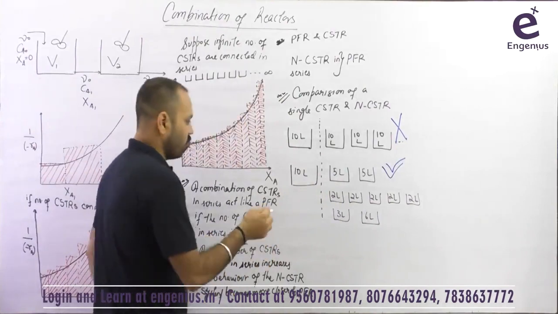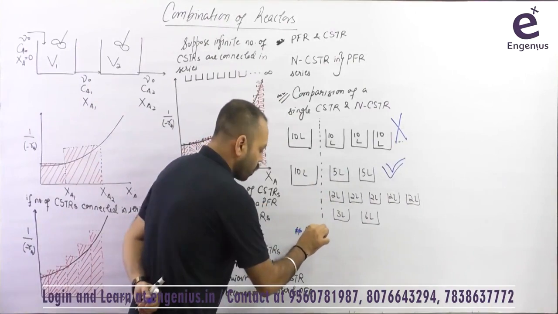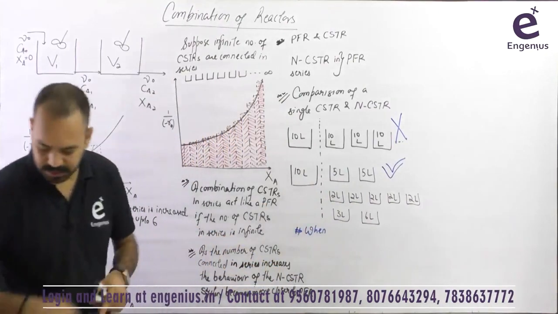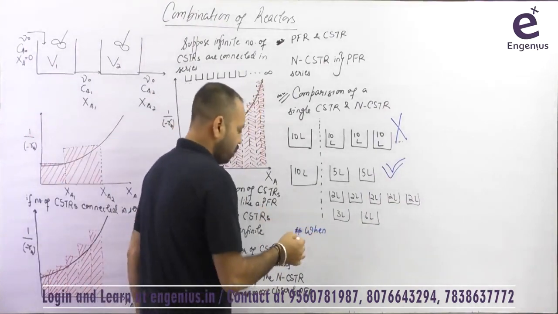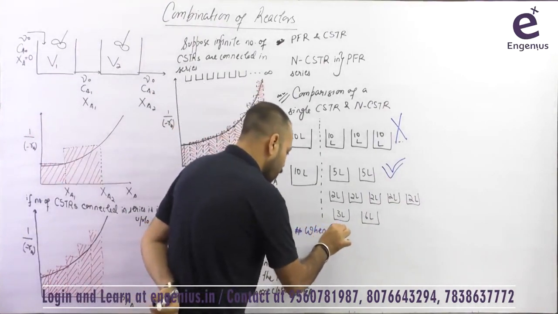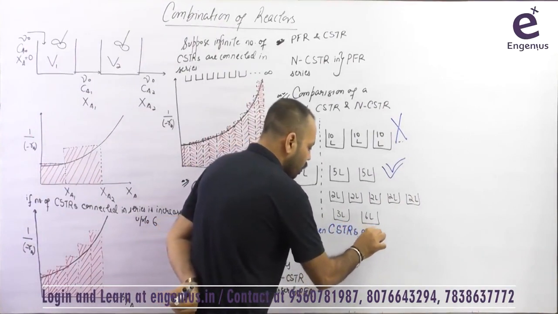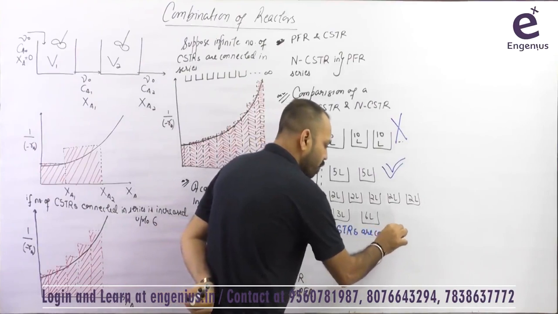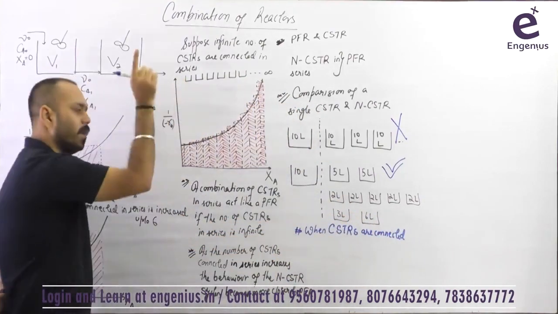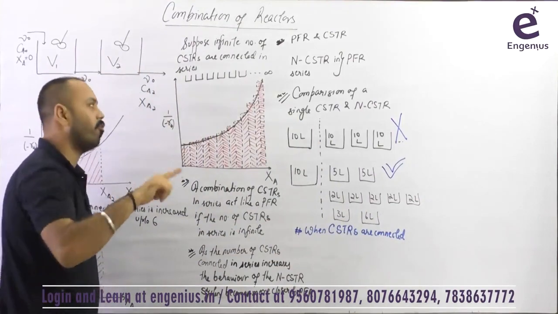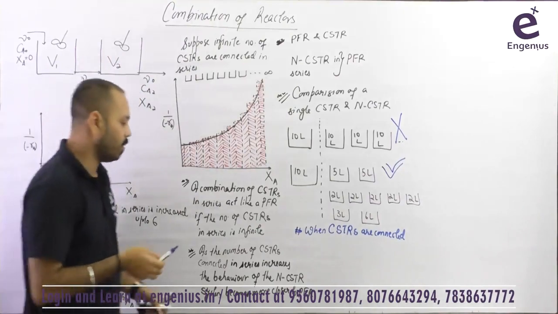And let me write this point also. When CSTRs are connected in series, I'm not saying they become PFR, they are more closer to PFR, क्योंकि PFR तो केवल इसी केस में बनेंगे. ये बात बहुत क्लियर होनी चाहिए. इनफाइनाइट वॉल्यूम, इनफाइनाइट नंबर ऑफ CSTRs होंगे तभी उस केस में PFR की तरह बिहेव करेंगे.